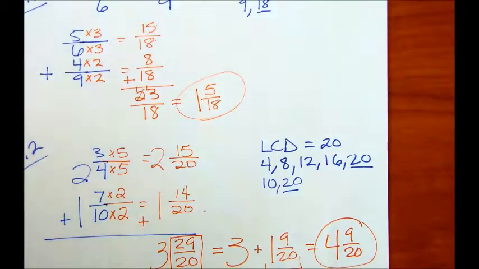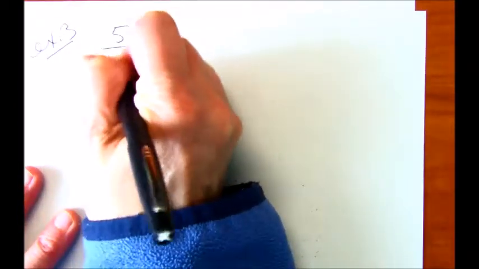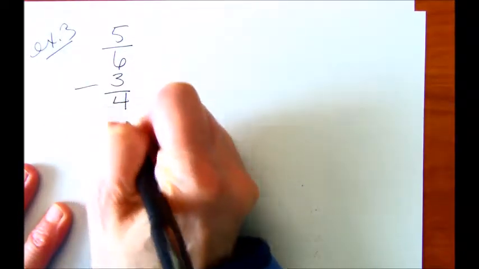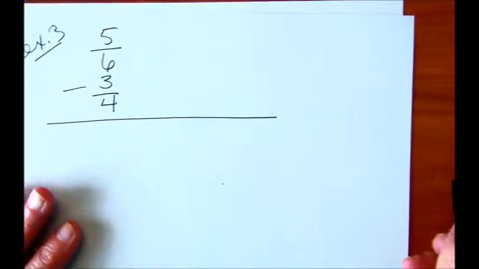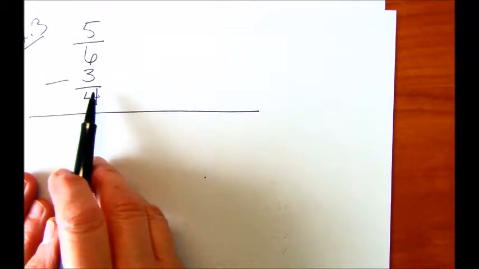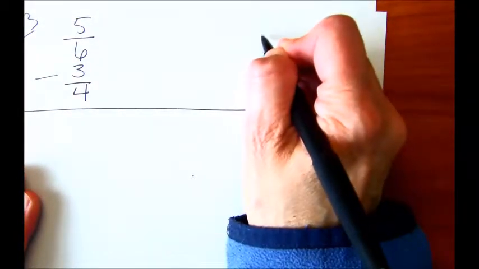Okay, let's continue on. We're going to do a little bit of subtraction now. And get a different pen. So in this problem, example 3, we have 5/6, and we're going to subtract from that 3/4. Okay? 5/6 minus 3/4.